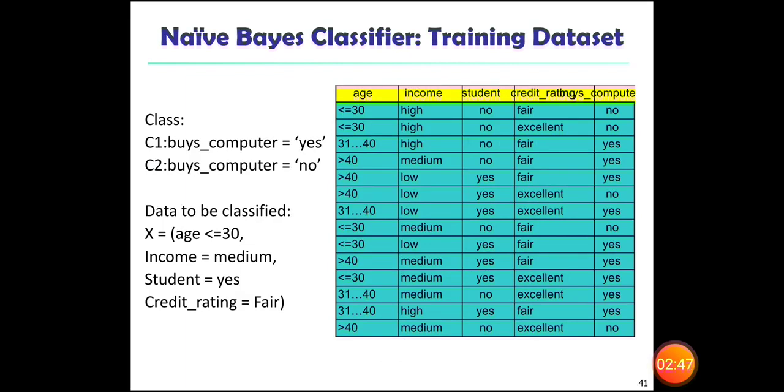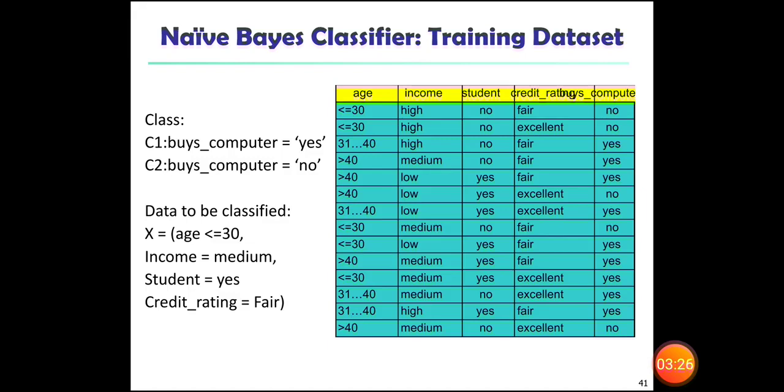Now we can take the Naive Bayes classifier training data set. It is a given training data set, and we can look at it. There we have attributes like age, income, student, and credit rating, and buys computer. The last one is buys computer. In the age, we have groups like less than 30, 31 to 40, and greater than 40. These are the age groups given over here.